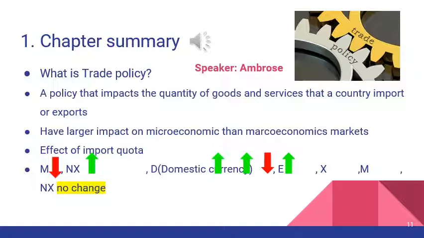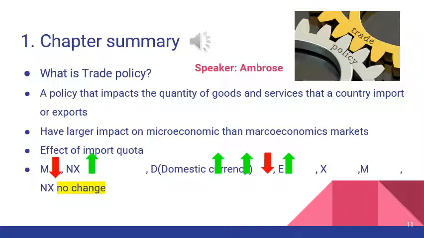These policies will have a larger impact on the microeconomic rather than the macroeconomic markets, which reduces the X and increases the M. So what is the effect of the import quota? As you can see, because foreigners will need ringgit to buy Malaysian net exports, there is an increased demand for ringgit in the market for foreign currencies, which will lead to an appreciation of the real exchange rate.